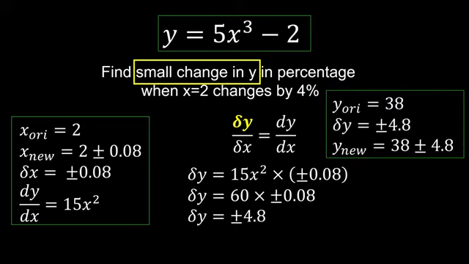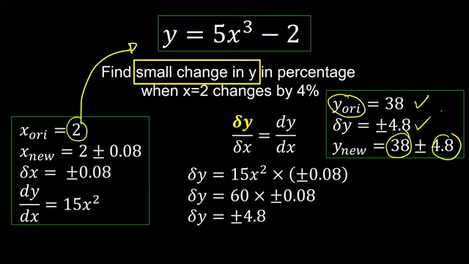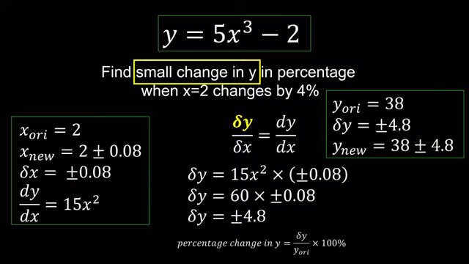So remember, you need to find the original y first. Just substitute x equal to 2 into the equation. We know y is 38. The small change is going to be 4.8. And the new y is found by taking the original plus or minus the change. In order to find the percentage change, just use delta y over the original times 100%. This is how you get 12.63 as your final answer for the change.